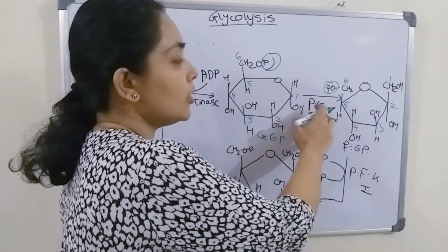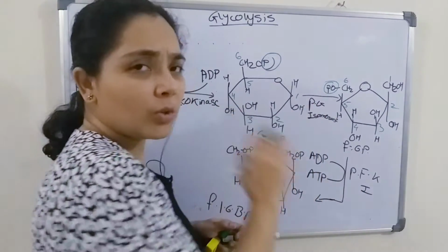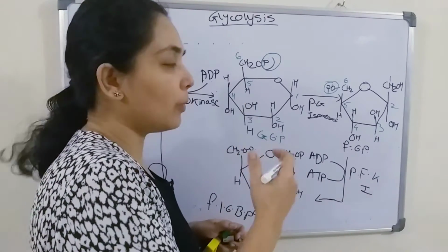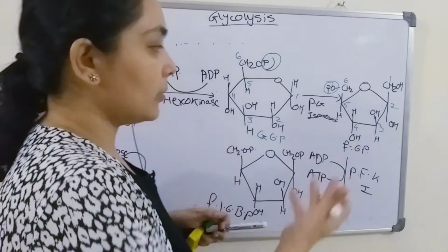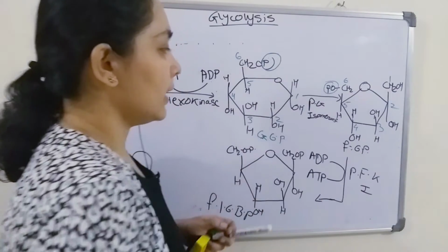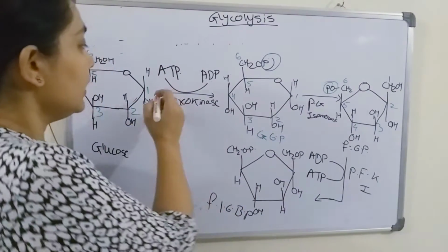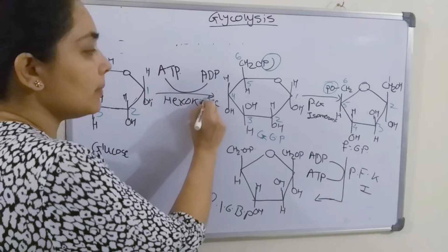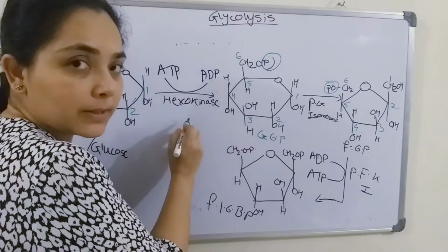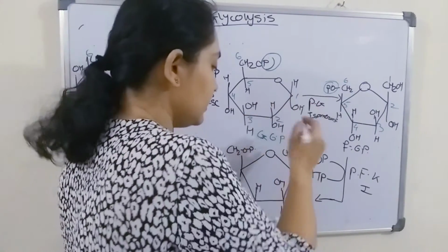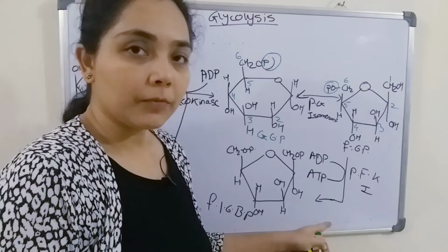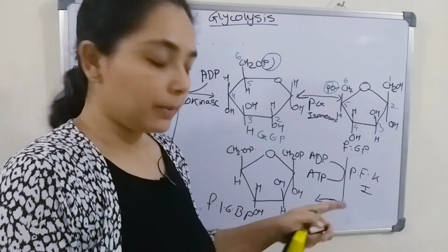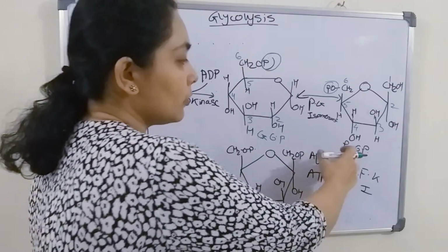The enzyme is phosphoglucoisomerase. There is no carbon-carbon bond breakup or anything. There is just a structural change, isomerization from one structure to another. This first step is an irreversible step. Second is reversible.